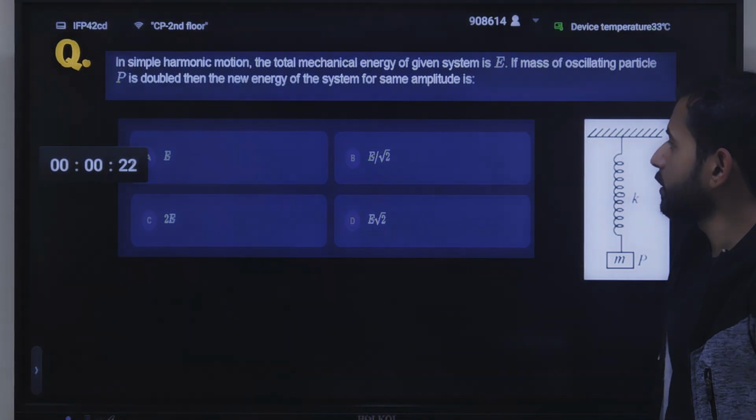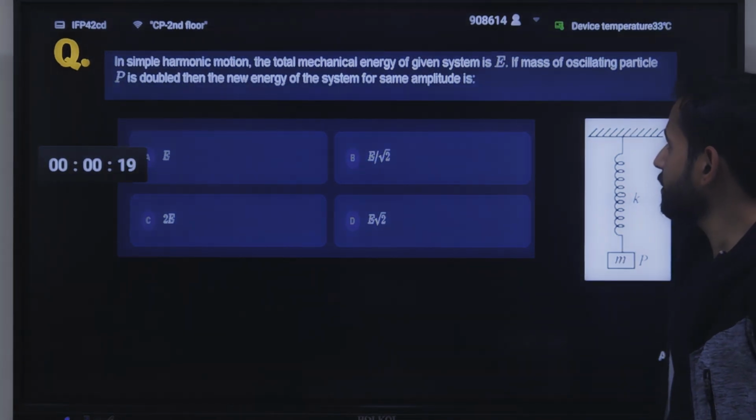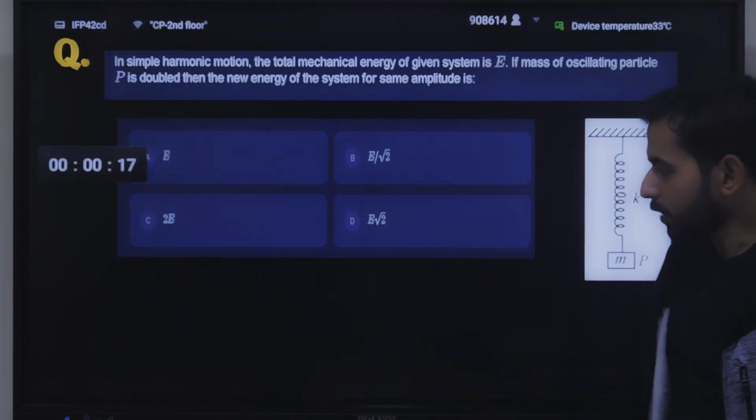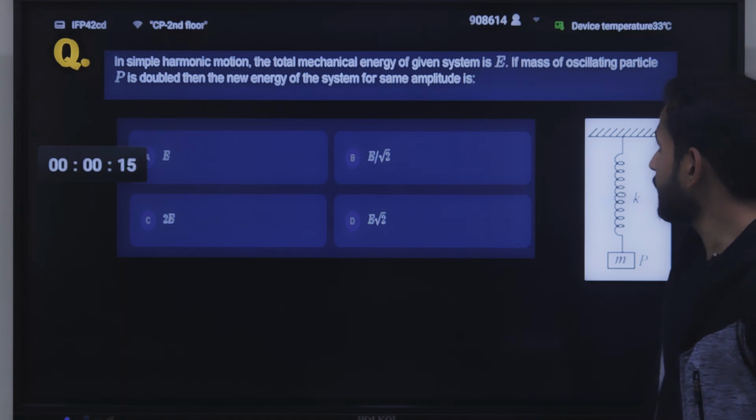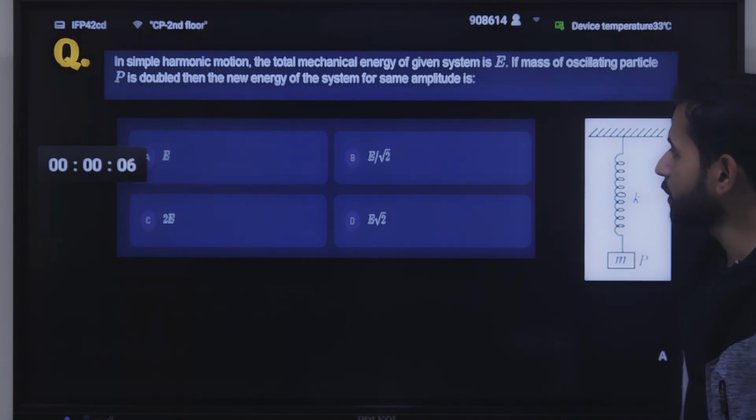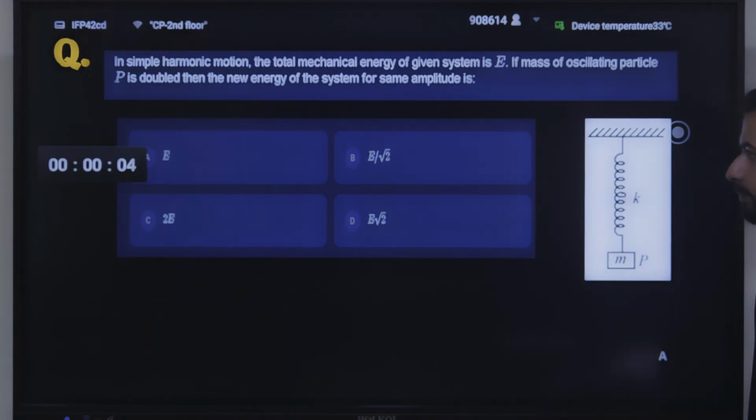In simple harmonic motion, the total mechanical energy of the given system is E. If the mass of the oscillating particle P is doubled, then the new energy of the system for the same amplitude is what?